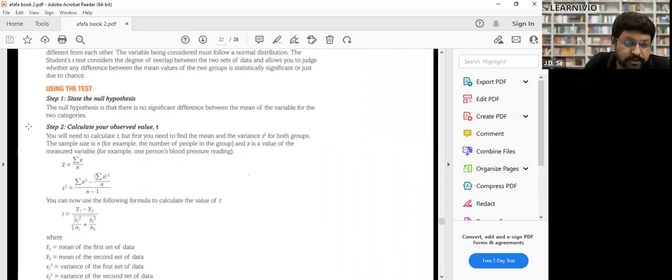State the null hypothesis. The null hypothesis is that there is no significant difference between the mean variable for the two categories, right? You can also make the null hypothesis that there is a significant difference between the mean values of the two. So you can take a positive or negative null hypothesis.